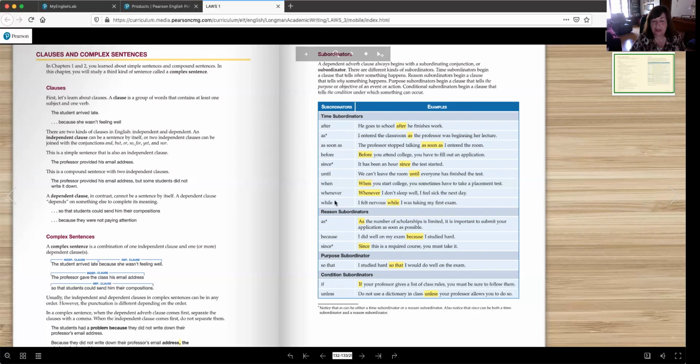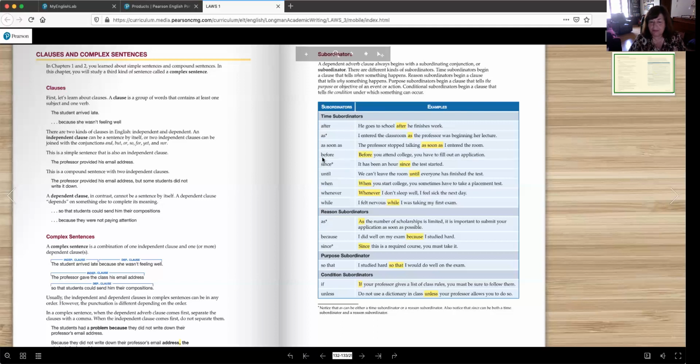Now you'll see a couple of these words have little asterisks next to them, and that's because they can be used for another reason than just one. In this case, they're used for time, but here you'll see that the word as is also used for reason, but we'll talk about that as we get to it. As soon as, the professor stopped talking as soon as I entered the room. So that means he stopped talking immediately when I entered the room, okay?